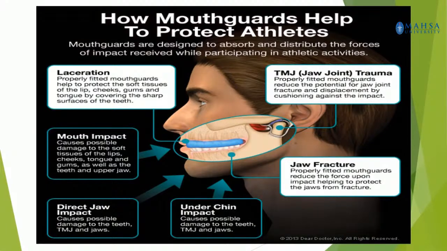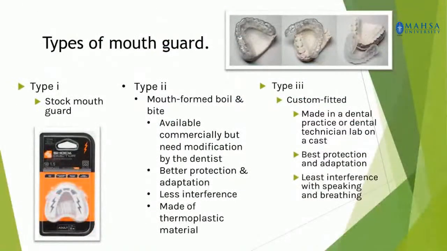As we all know, there are three types of mouthguard: type 1, type 2, and type 3. Basically, type 1 is the stock mouthguard, which people can buy from pharmacies. And then type 2 is the mouth-formed boil-and-bite type, available commercially but needing modification by the dentist. It gives better protection and adaptation, causes less interference compared to type 1, and is basically made of thermoplastic material.